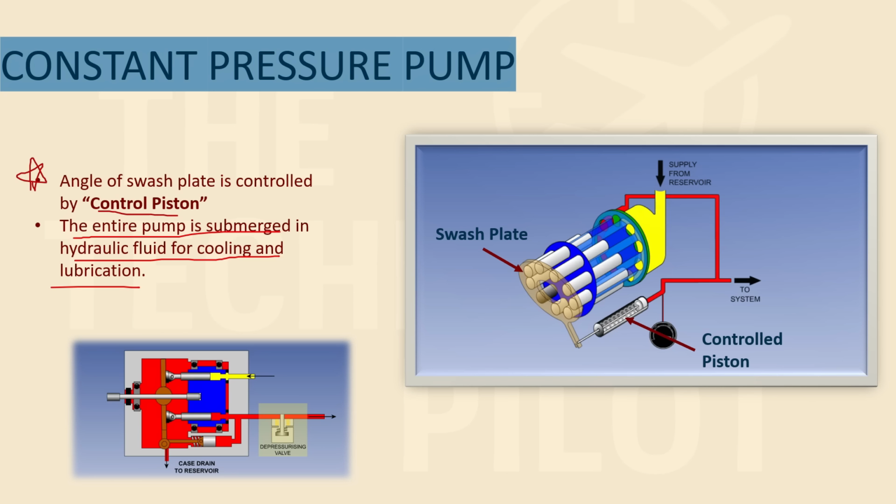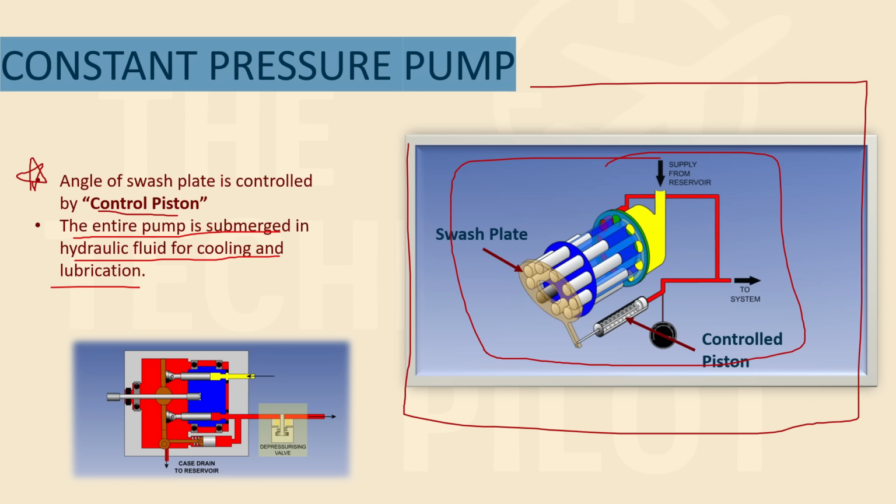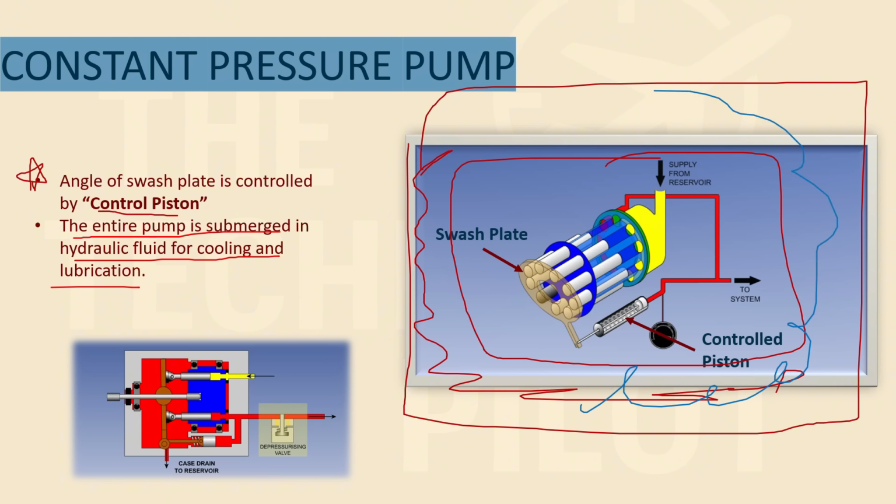This causes a lot of heat and a lot of friction losses. So what you want is proper lubrication. So you take this whole assembly and put it in a case, and then the case is filled with hydraulic fluid. The whole case is filled with hydraulic fluid, and this whole pump is submerged into it. This is done for cooling and lubrication.